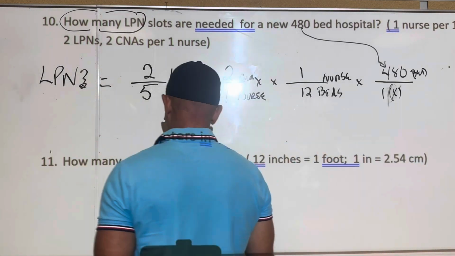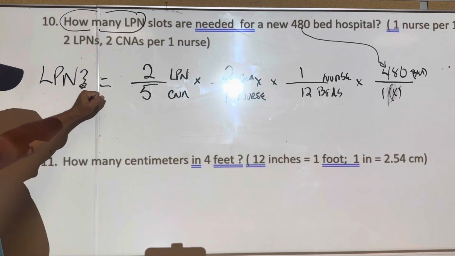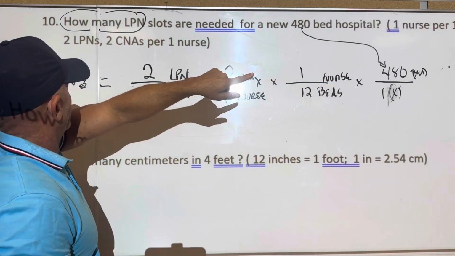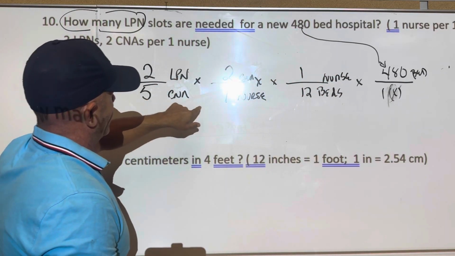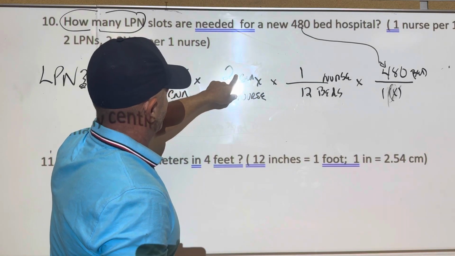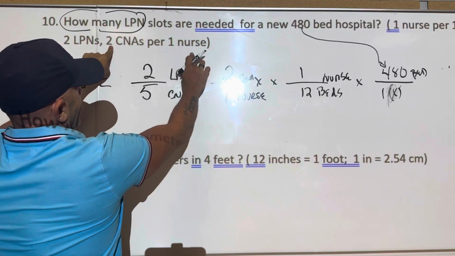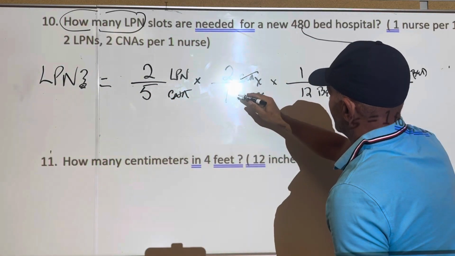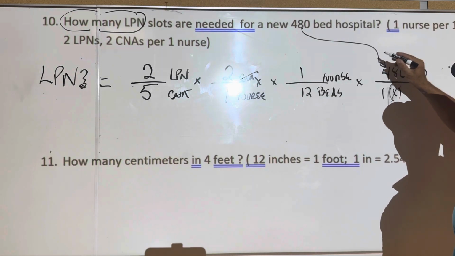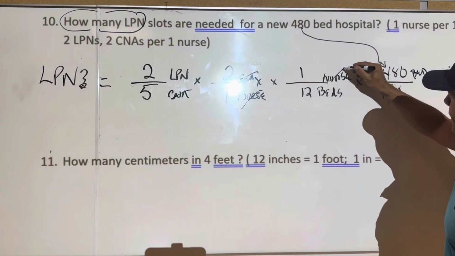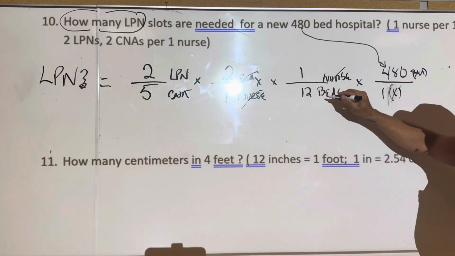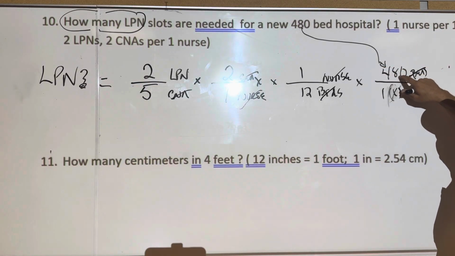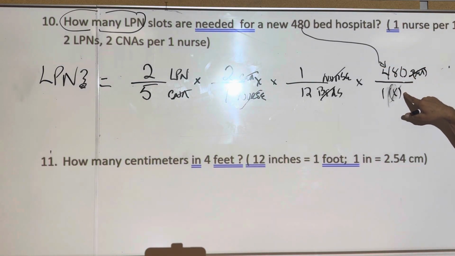Okay, again, we're looking for LPNs. Our first fraction starts with LPN over CNAs. They gave us 5 CNAs for 2 LPNs, so 2 LPNs, 5 CNAs. We bring CNAs up here, that gives us 2 CNAs for 1 nurse right here. We bring this down and put that fraction here. We cancel these out, CNAs. Now we bring the nurse over here, up to the top. Well, 1 nurse per 12 beds. Cross out the nurses, and then you have 1 over 12 beds. Cross out the beds, because we give the 12 beds for one nurse. There's 480 beds in this hospital. They're looking how many LPNs they need.